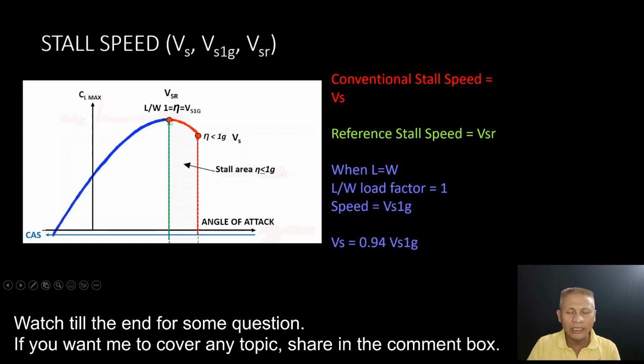If we talk about the load factor, which is lift upon weight, when the lift is equal to the weight, it will be equal to 1. So this particular speed at which the lift is equal to the weight of the aircraft, where the load factor becomes 1, is known as the VS1G.